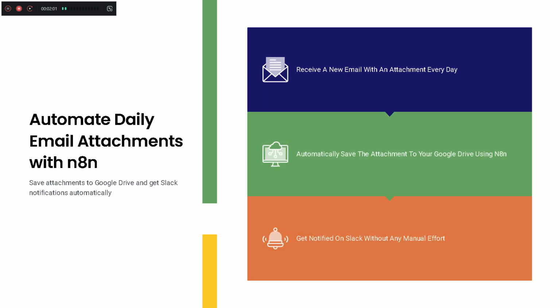Automate daily email attachments with N8N. Save attachments to Google Drive and get Slack notifications automatically. Receive a new email with an attachment every day, automatically save the attachment to Google Drive using N8N, and you can also get notified on Slack.